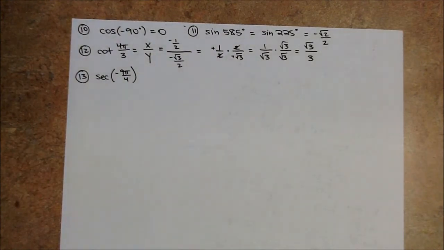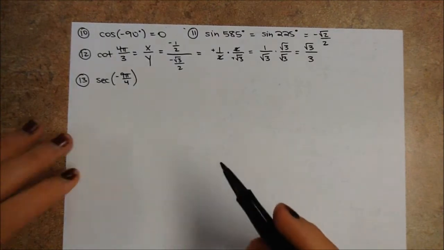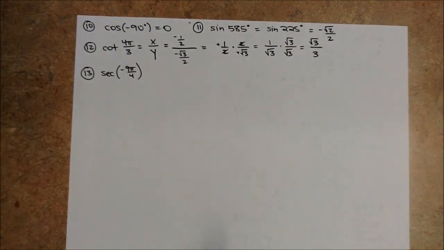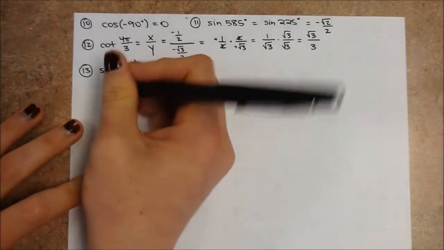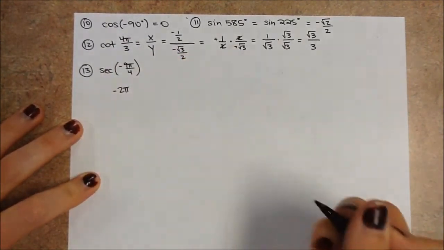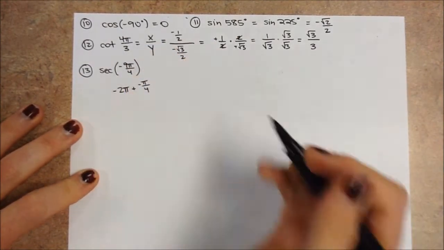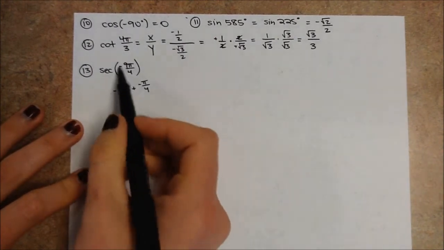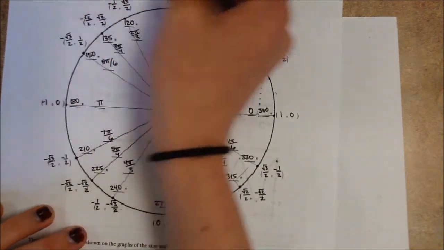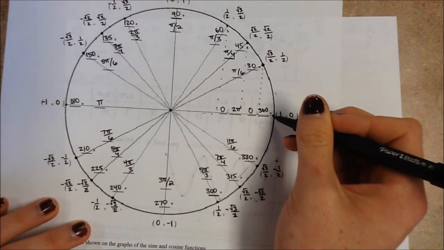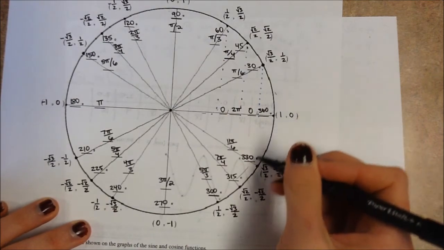Okay, negative 9 pi over 4. Let's convert it first. Negative 9 pi over 4 is negative 2 pi, and then another negative pi over 4, because 8 pi over 4 would be 2 pi. So 8 pi over 4 would take me all the way back to the start, the initial position here. And then I just want to go another pi over 4, which would land me right here.